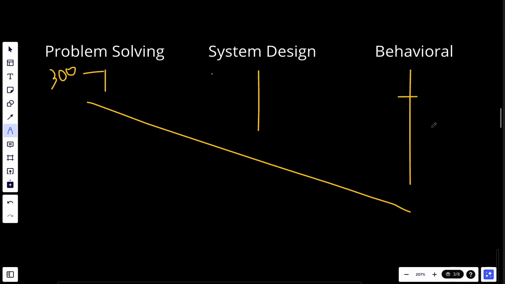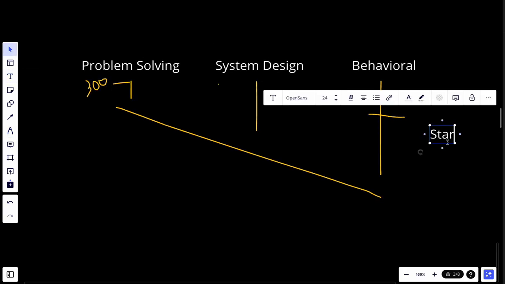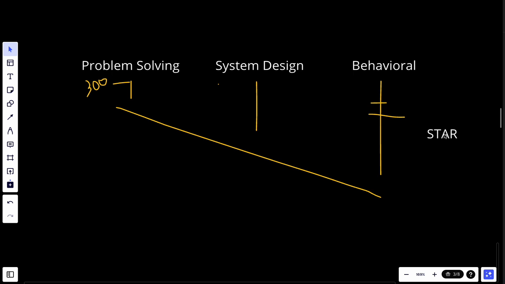If you want to pass the behavior interview, you should follow something called the STAR method. Basically: the situation, the task, the action, and the result. For example, if I've been asked, "tell me about the time you had a conflict," this is the situation.